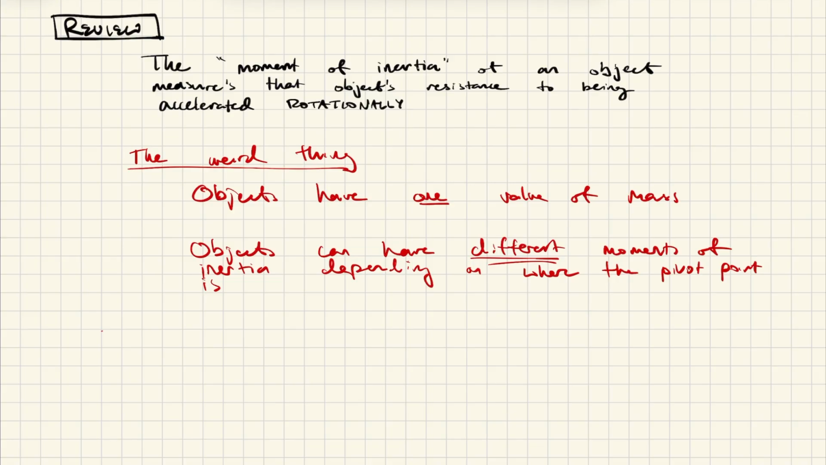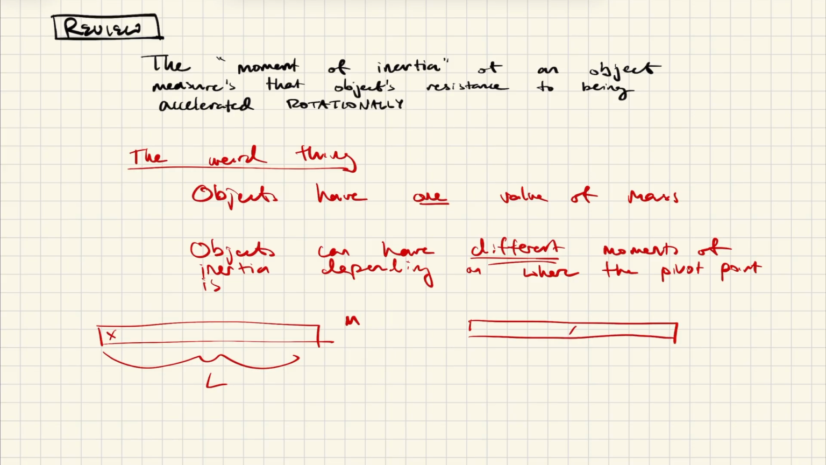So, for example, let's imagine a rod like this. It has some mass m and some length L. We fix it about the end. And then we take the same rod and put a pivot point right in the middle. If we consult our physics textbook and look at the formulas, it turns out the moment of inertia of a rod about the end is 1/3 mL squared. And the moment of inertia of a rod about its center is 1/12 mL squared.